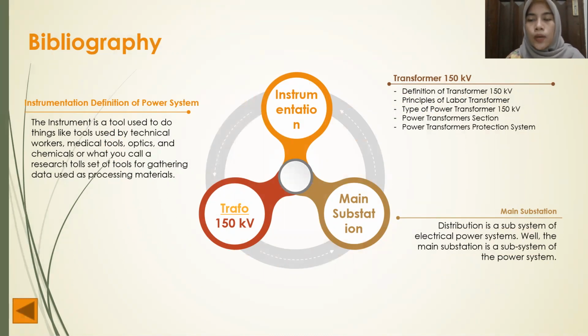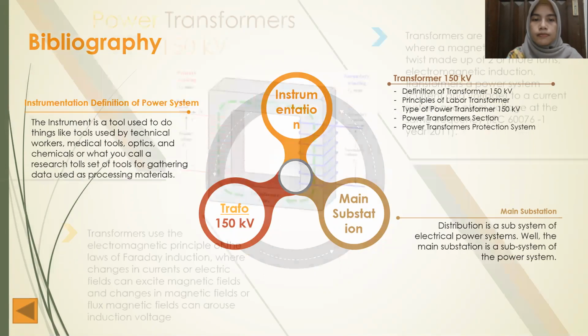Transformer 150 kilovolt. Definition of transformer 150 kilovolt. Principles of transformer labor. Type of power transformer 150 kilovolt. Power transformer section. Power transformer protection system. Main substation distribution is a subsystem of electrical power system, while the main substation is a subsystem of the power system.